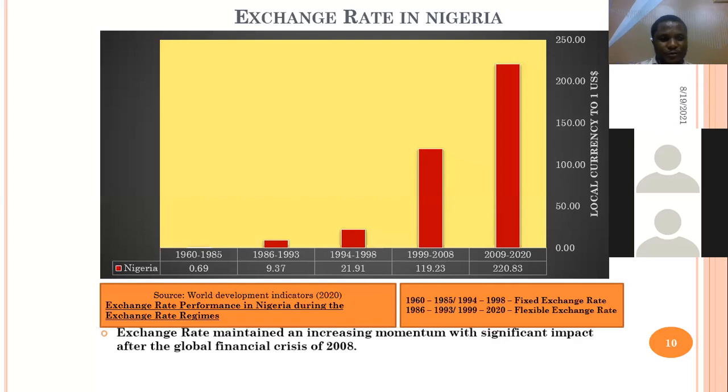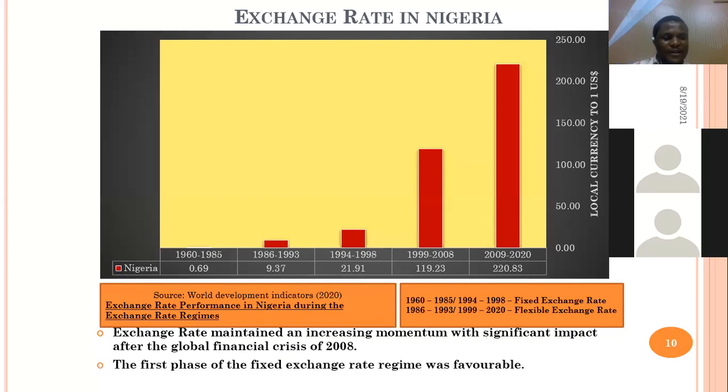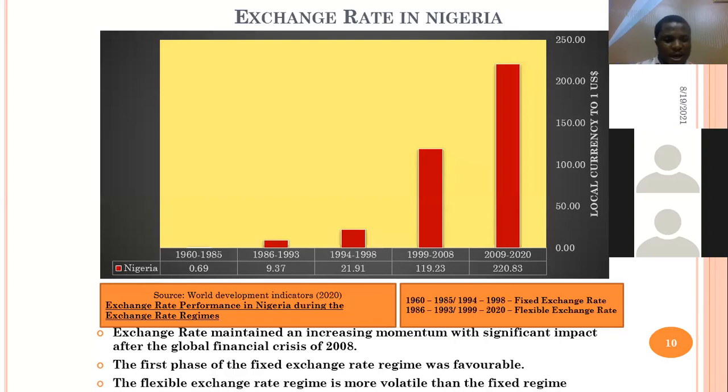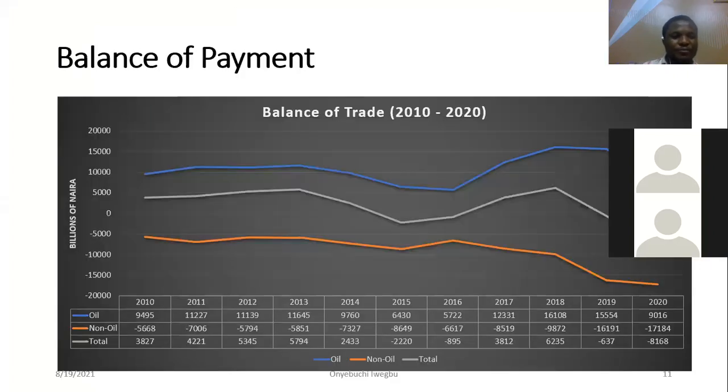That's an overview. So exchange rate maintained an increasing momentum with significant impact after the global financial crisis. That's the implication. While the first phase of the exchange rate regime was favorable, the flexible exchange rate regime is more volatile than the fixed regime. Now let's look at trade. Remember I was telling you about trade, total trade. This is a chart of it that I showed you in the Excel.